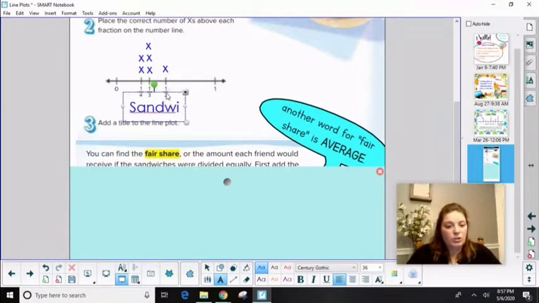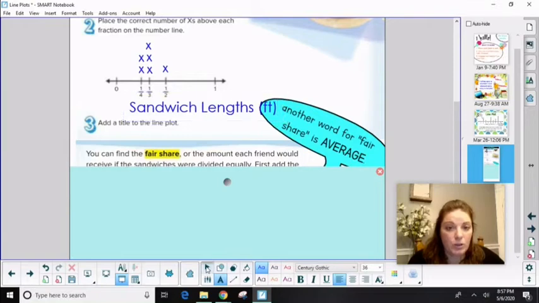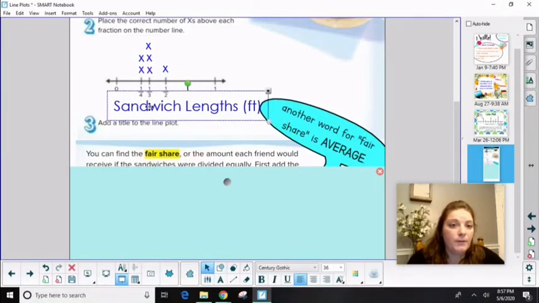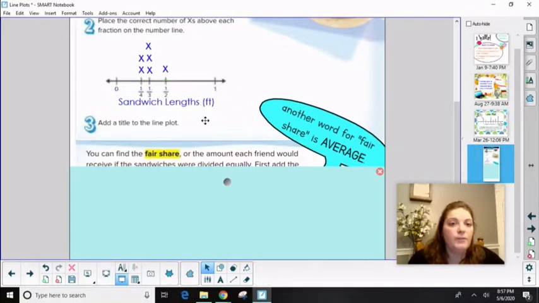So sandwich lengths, and then I'm putting my unit so I know it's measured in feet and not something like inches or whatever else. All right, so here is our title, sandwich lengths in feet. Do these X's represent the length of the sandwich? No, they represent the number of times that length happened. So the X's represent the number of times. The numbers on our number line represent the actual length. And that can be pretty tricky for a lot of students.